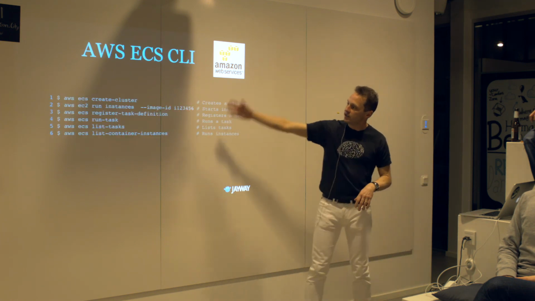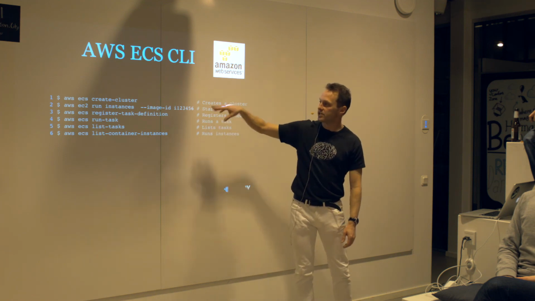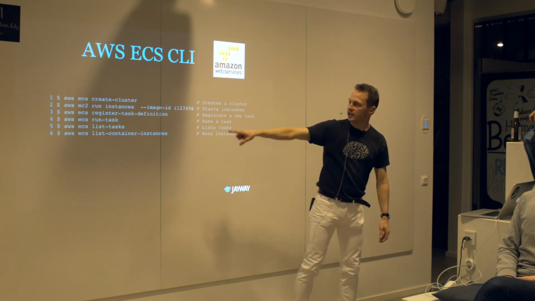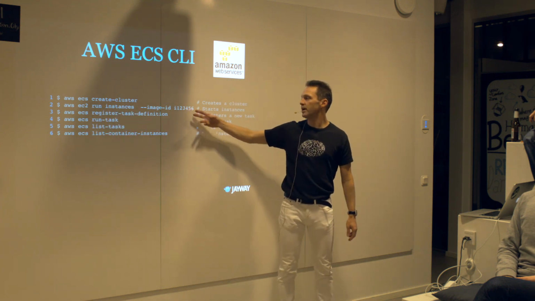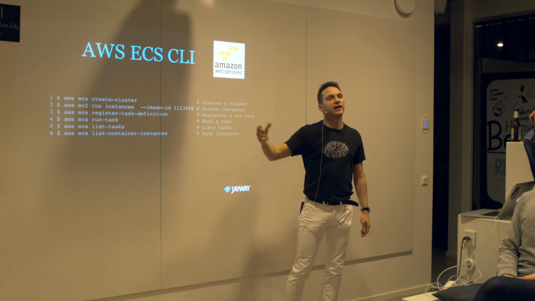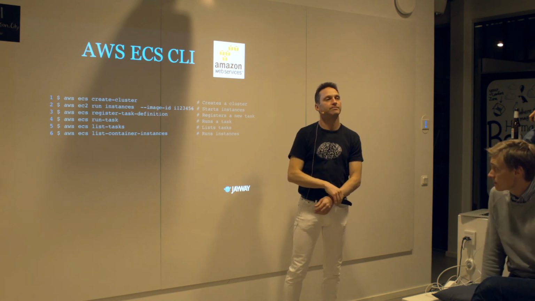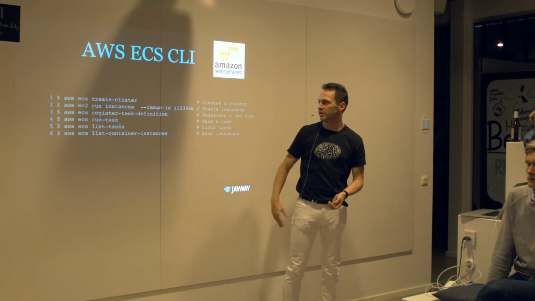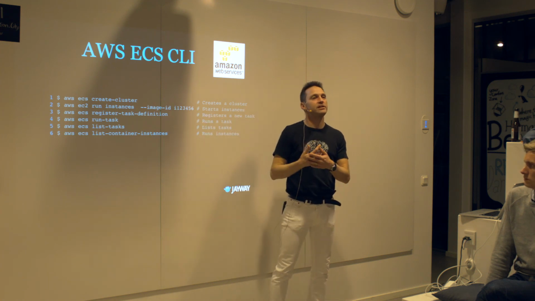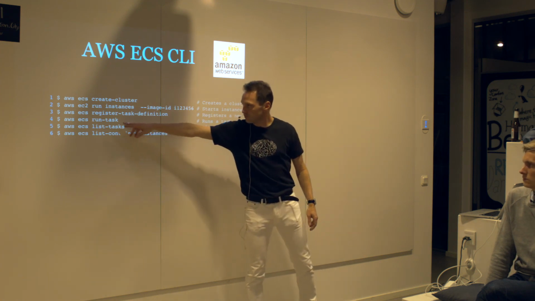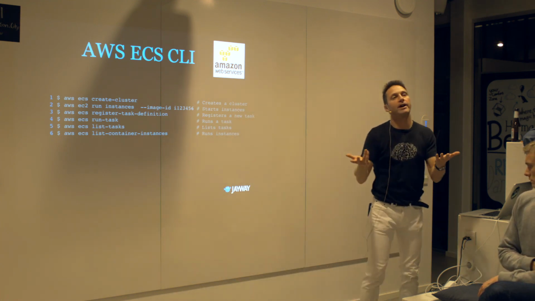To interact with it, you can use the Amazon CLI tools. So create a cluster, run instances. That's just easy to run instances, by the way. And then you just use the standard ECS image, and it will automatically register itself with your cluster. You can register task definitions, which I'll show you one later. You can run tasks, you can list tasks, you can do everything you need to do.